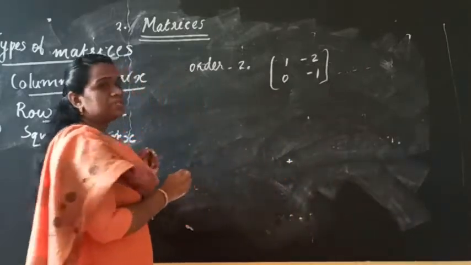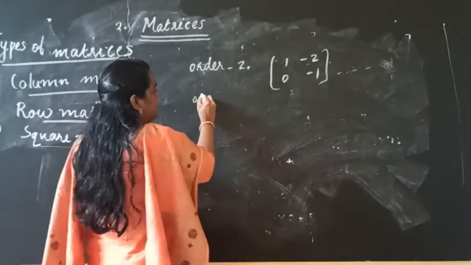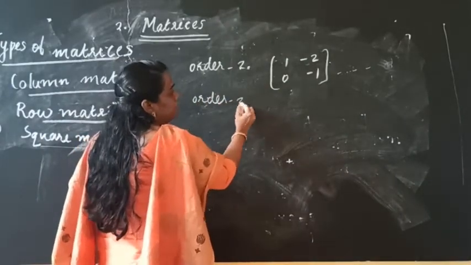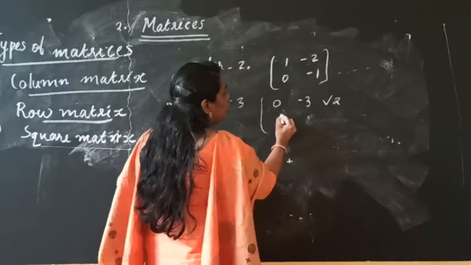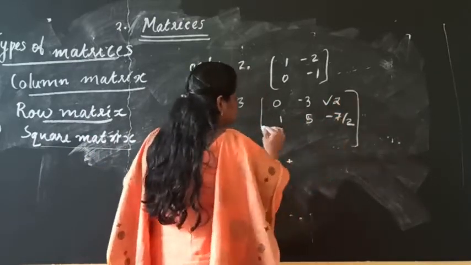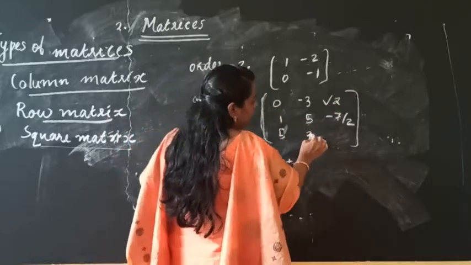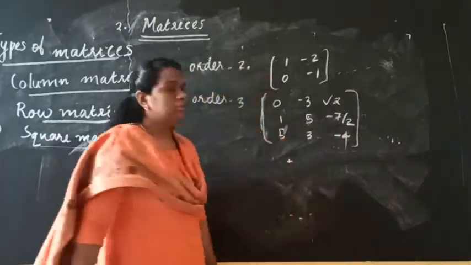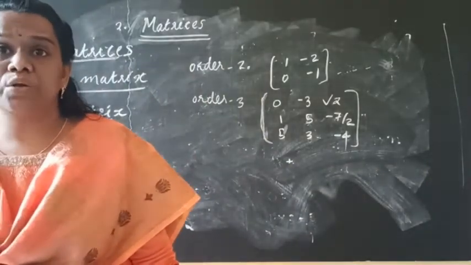And can you write a square matrix of order 3? Third order square matrix: 0, minus 1, root 2, 1, 5, 7 by 2, minus 7 by 2. You can write any elements or any entries. 5, 3, minus 4. 3 rows and 3 columns. Such a matrix is known as a square matrix.